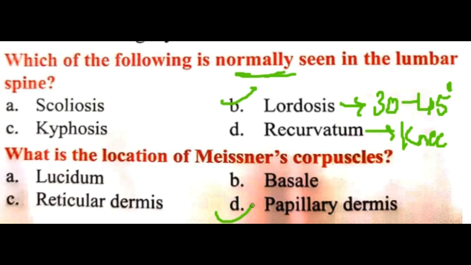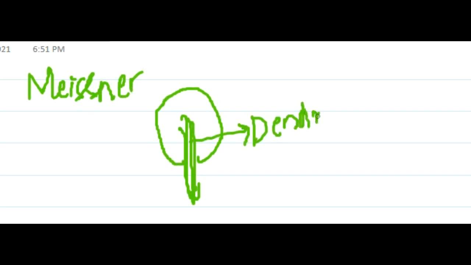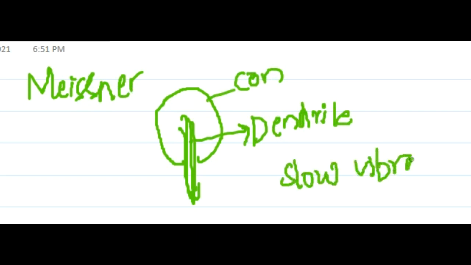Now, if you have seen Meissner's corpuscles, there is a high chance that other organs can also be asked. So Meissner's corpuscles are dendrites which are encapsulated in connective tissue. How do these Meissner's corpuscles look? This is a dendrite, this is Meissner's corpuscle. Meissner's corpuscles are dendrites which are encapsulated in the connective tissue around them, and these respond to slow vibrations. Okay, so these are located in the papillary dermis.